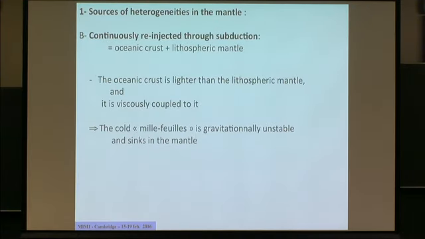So that was the first way of creating a reservoir of denser heterogeneities in the mantle. Then we have another process, which is the continuous reinjection of oceanic crust through subduction. On the surface, the oceanic crust is lighter than the lithospheric mantle, but since the whole thing is cold, it is very viscous, and so the oceanic crust is entrained by the gravitational instability of the cold lithosphere because it's viscously coupled to it.